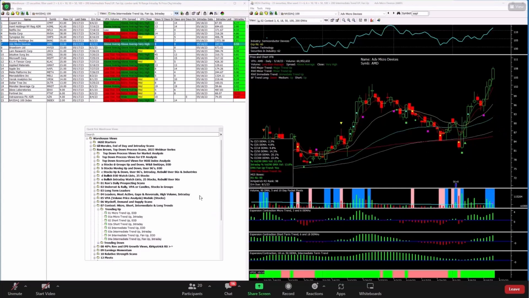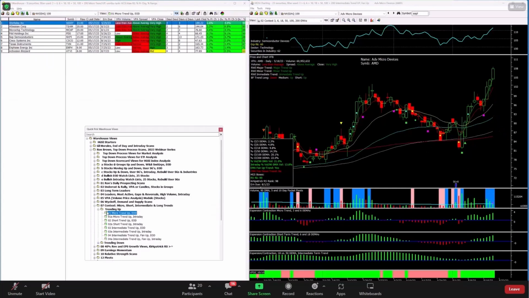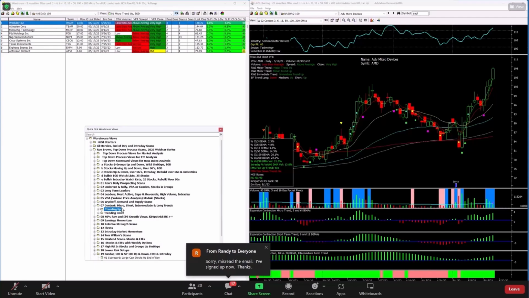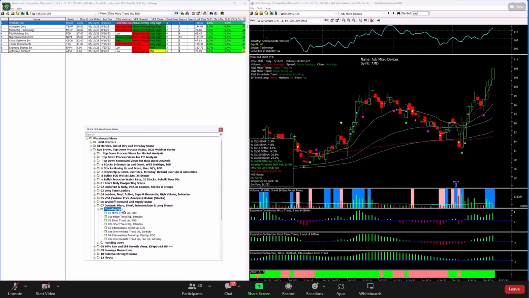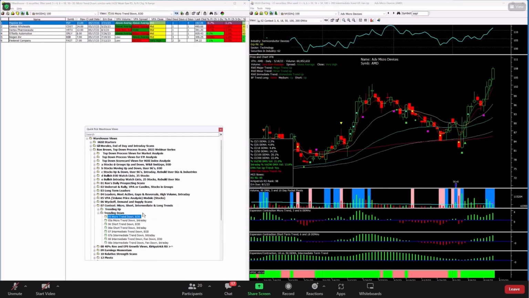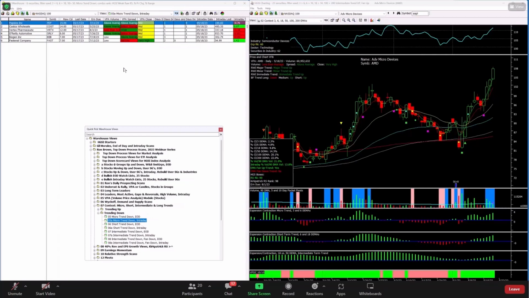So these are real handy here. If you have a list of stocks and you're not sure where they are in their cycle, you can just come in here to these trending up or trending down. Now let's look at some trending down intraday. I did it both ways.